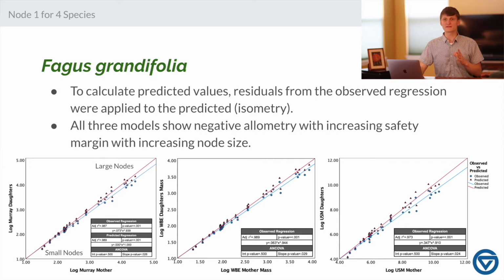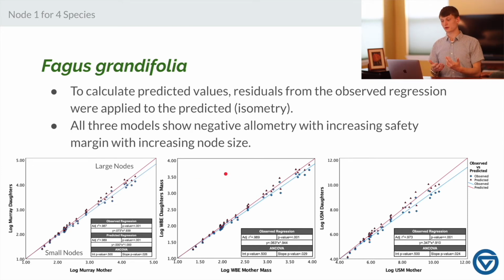And interpreting that for each model, looking here at the left again at Murray's law, we can see that as the nodes get bigger, the deviation from the predicted also gets larger. And that means that for Murray's, those larger nodes are going to be less hydraulically efficient. They're less optimized for hydraulic efficiency, but they're also going to be less likely to experience an embolism. That's why it's called a safety margin. And so as the nodes get larger, they get less hydraulically efficient and also less likely to experience an embolism.